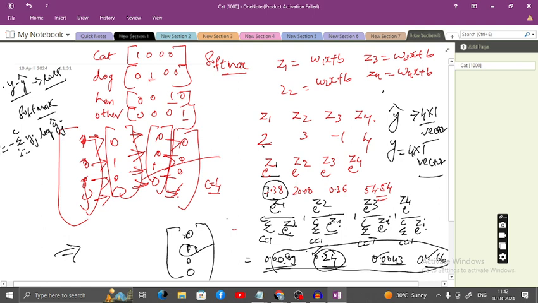This is the formula for the loss. It is this one, not y hat minus y. The modification in the softmax function is minus summation y j log y hat j. The scientist who invented softmax made it like this.